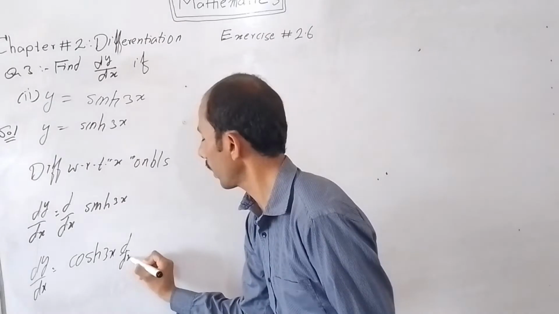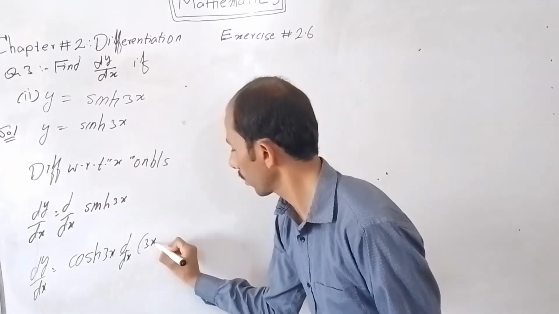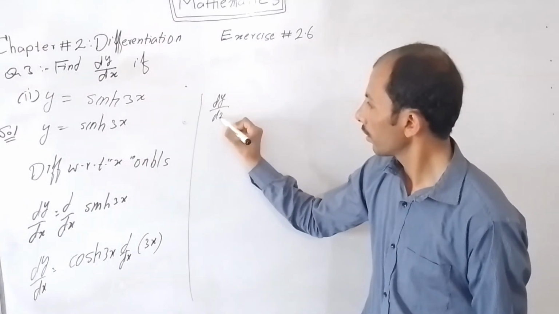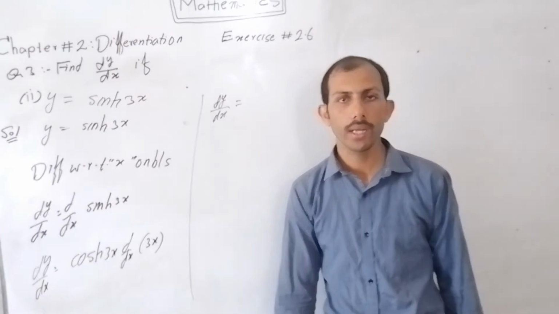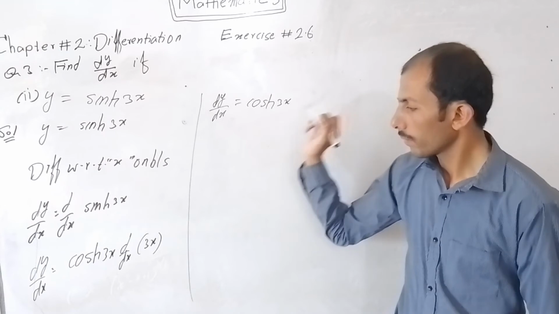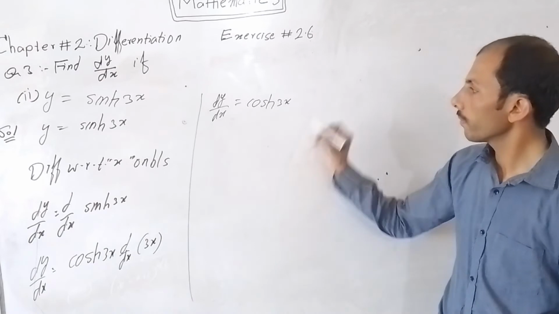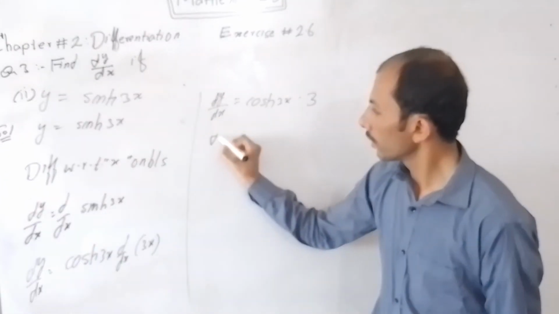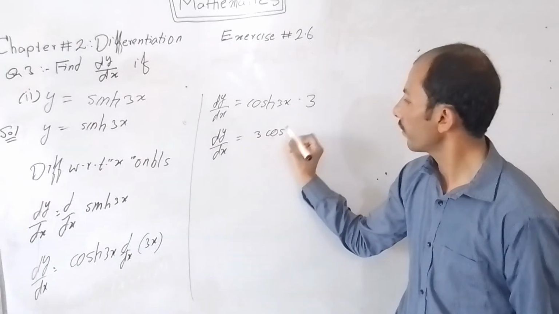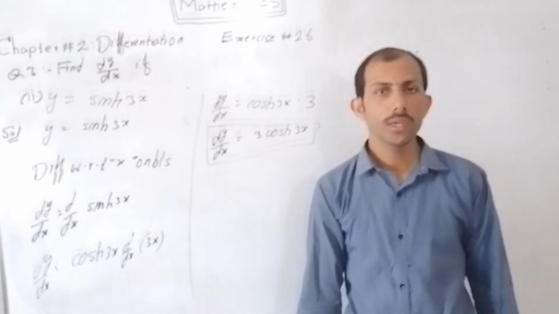Again, derivative of function 3x. dy over dx is equal to cos hyperbolic 3x. Again, derivative of 3x with respect to x is equal to 3. dy over dx is equal to 3 cos hyperbolic 3x, which is the required solution.